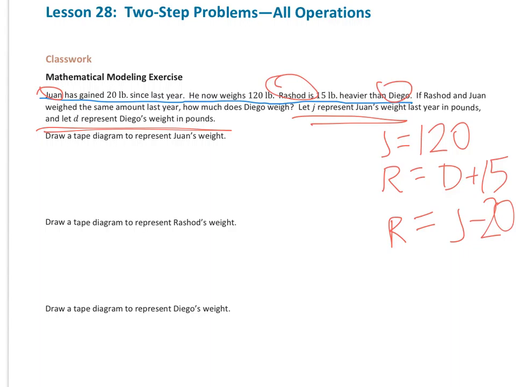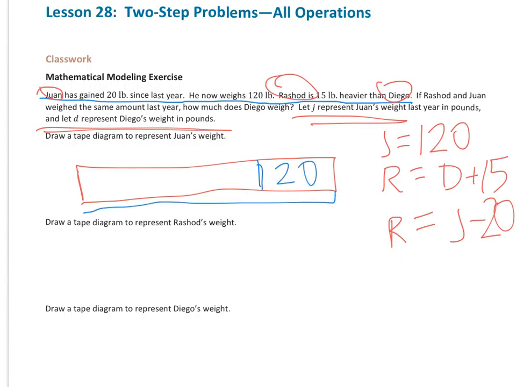All right, so let's draw a tape diagram to represent Juan's weight. So we've got that. We know he gained 20 pounds, and that after growing a bit, he now weighs, actually that looks like a 1. I'm going to erase that and put it in a different color so it doesn't look quite so much like a 1. So he now weighs 120 pounds.